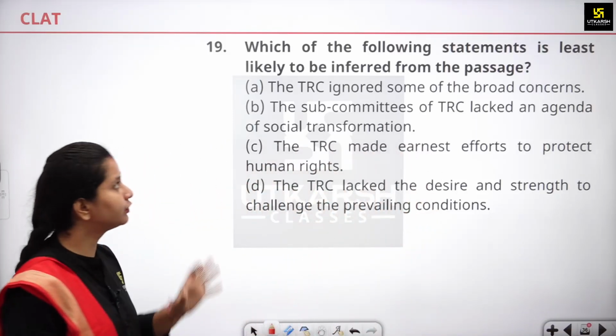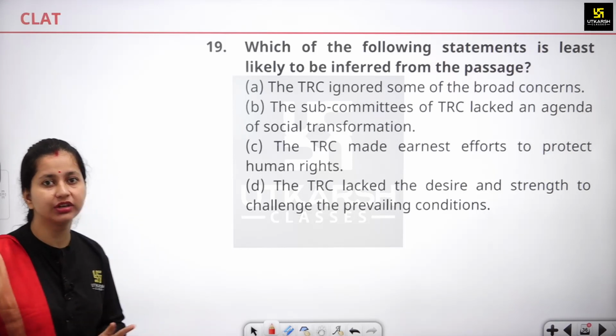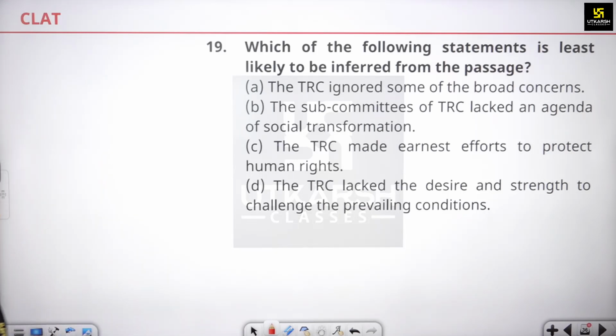Next question: which of the following statements is least likely to be inferred from the passage? Which option can we not infer from the passage? Option A, the TRC ignored some of the broad concerns. Option B, the subcommittees of TRC lacked an agenda of social transformation. Option C, the TRC made earnest, meaning serious, efforts to protect human rights. And option D, the TRC lacked the desire and strength to challenge the prevailing conditions.